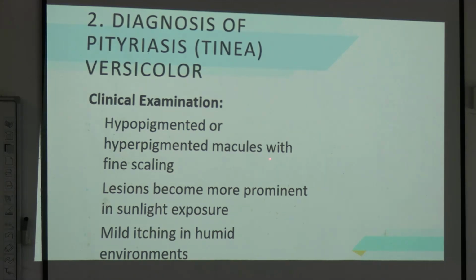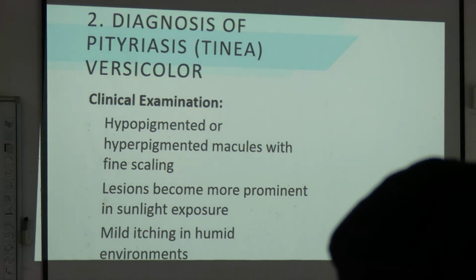Hypopigmented or hyperpigmented macules, which we saw in the picture of the back, with fine scaling, lesions become more prominent with sunlight exposure and mild itching in humid environments.